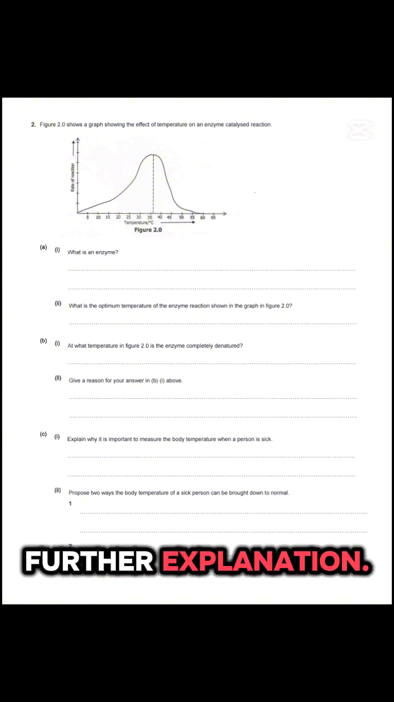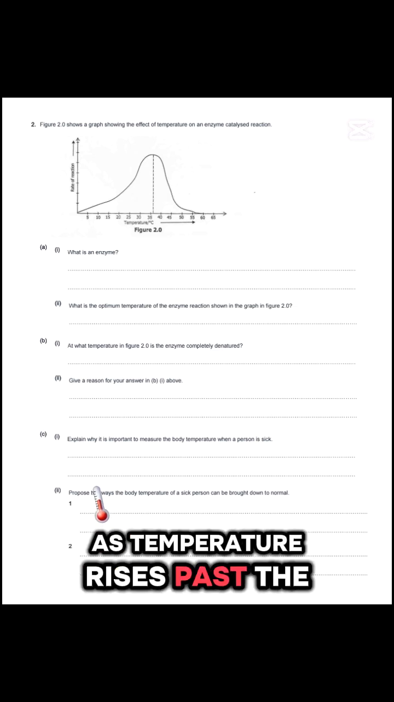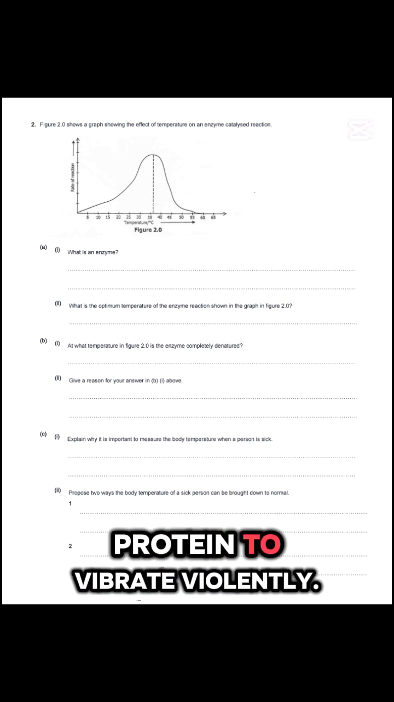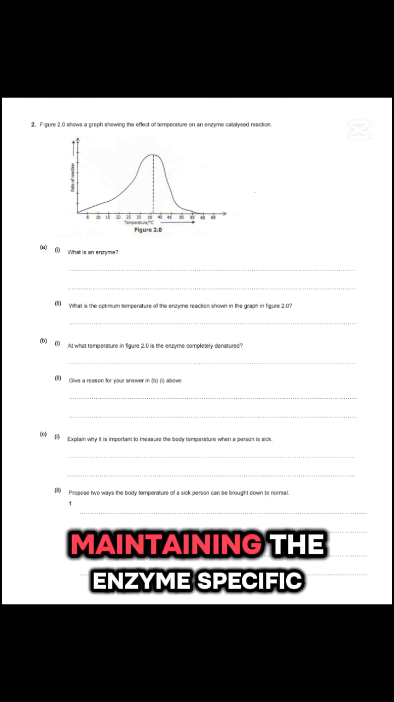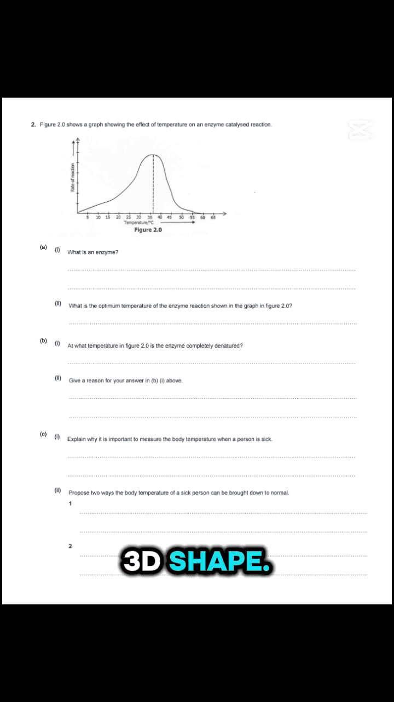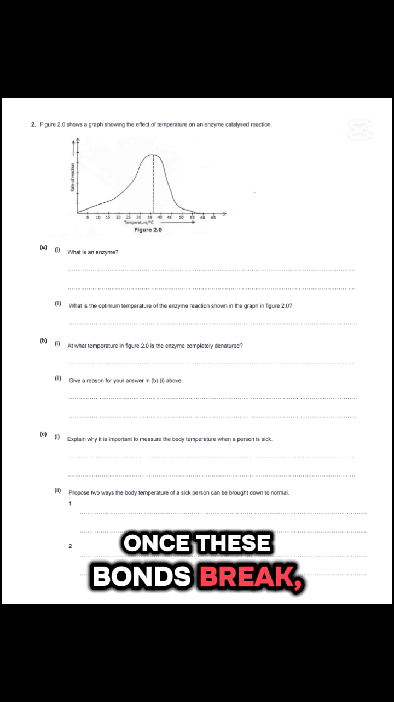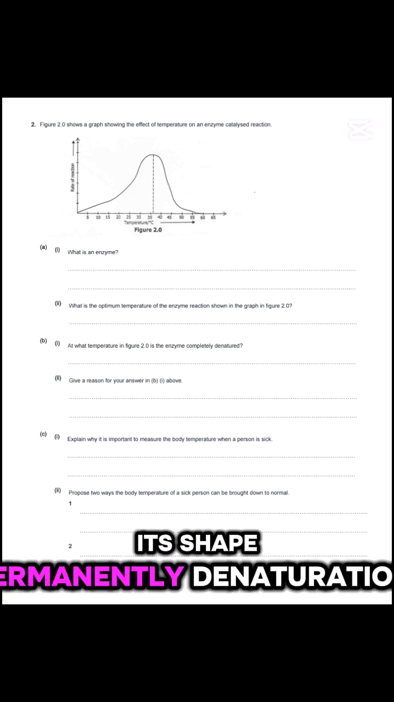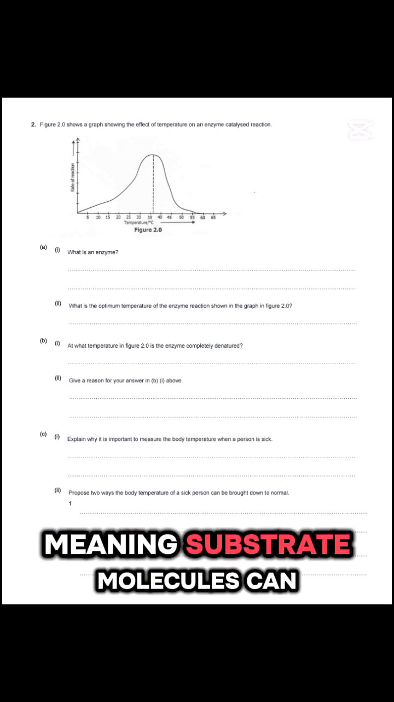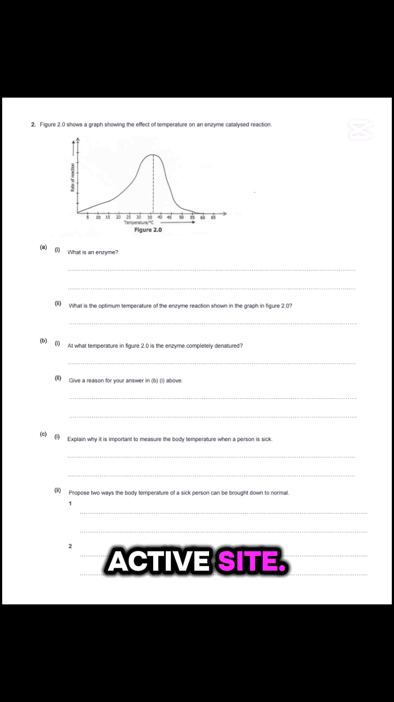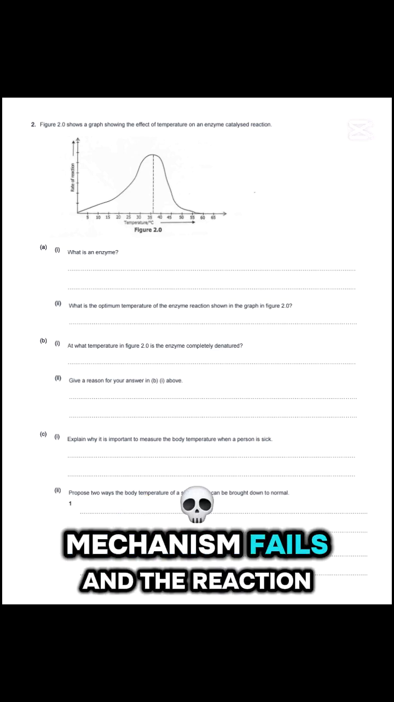Further explanation: as temperature rises past the optimum point, the intense thermal energy causes the atoms within the enzyme protein to vibrate violently. This breaks the delicate hydrogen and ionic bonds maintaining the enzyme's specific 3D shape. Once these bonds break, the active site loses its shape permanently: denaturation. Even if the temperature is lowered later, the enzyme cannot regain its shape, meaning substrate molecules can no longer fit into the active site, the lock and key mechanism fails, and the reaction stops completely.